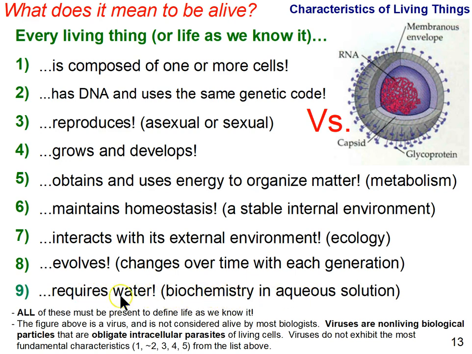So that's why we're looking for evidence of water on Mars, for example, because if there is water on Mars, or evidence that there has been water on Mars, that suggests that there may be life on Mars, or maybe there used to be life on Mars. So the idea here is that all of these must be present to define life as we know it.